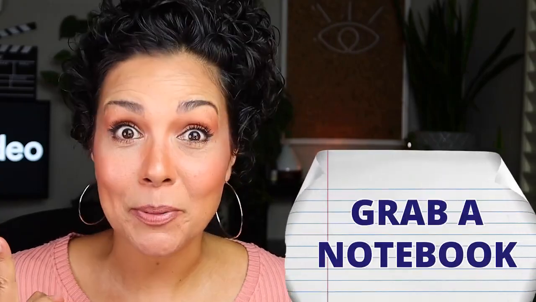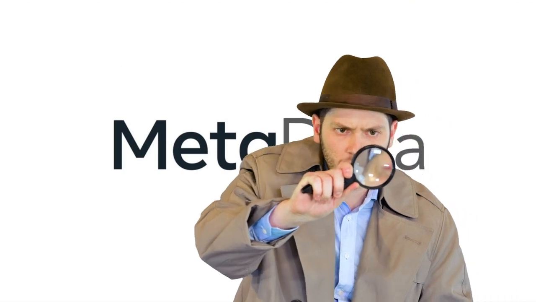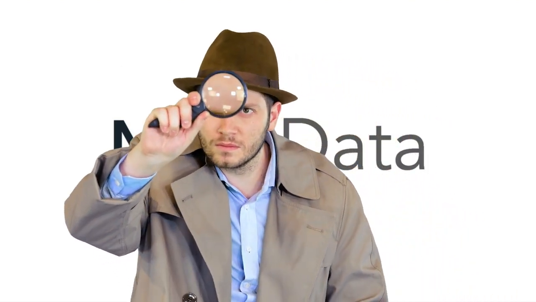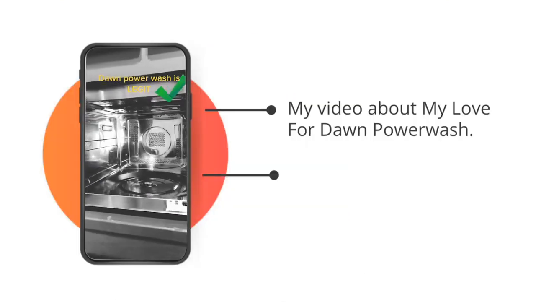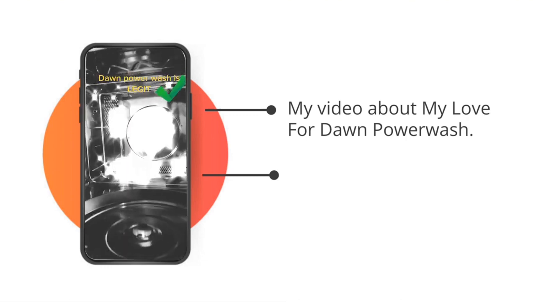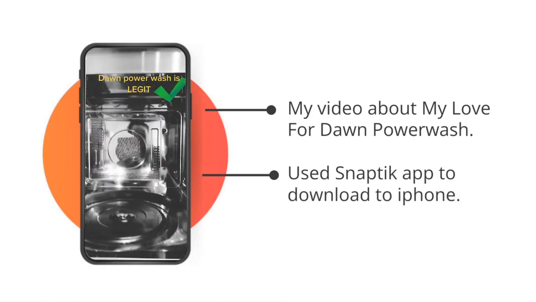So if your goal is to get paid and grow your audience, then grab a notebook and listen up. The secret is the metadata. Metadata is like secret keys and clues, and thanks to YouTube's sophisticated systems, it can see things that you cannot. Take this video, for example. This is what it looked like when I downloaded it, so we can verify that there's no watermark. It's just a simple video about my love for Dawn Power Wash, and I used the SnapTik app to download it to my iPhone.